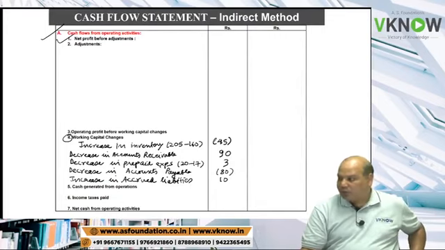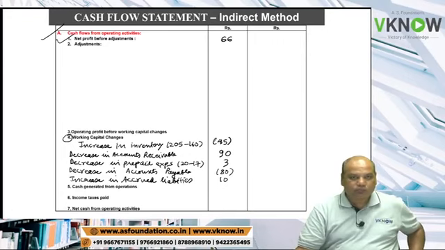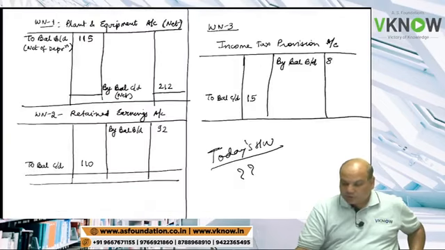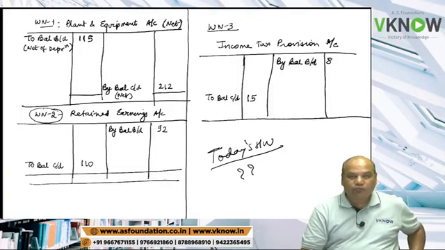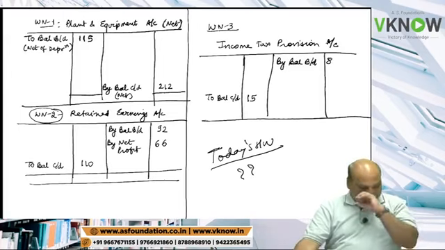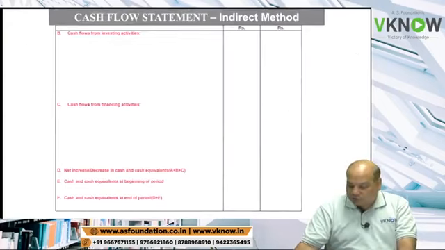Net profit before adjustment 66. And the second effect of that will be in working note 2, retained earning account. Current year net profit: by net profit 66. Any query till now? Then the next item in the P&L account is provision for taxation.